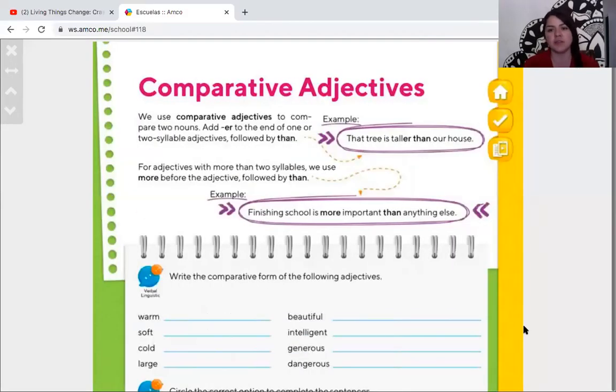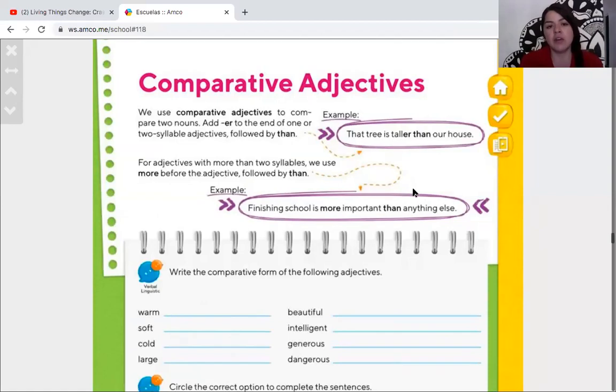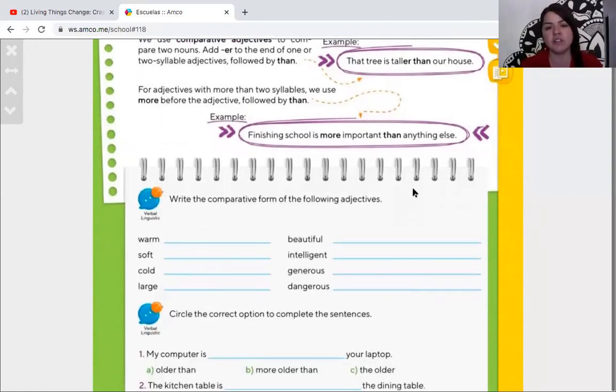Comparative adjectives. We already have here the explanation that I gave you. We have 2 examples. Let me read them to you. Example number 1. That tree is taller than our house. Again, we are using ER and than. The other example is finishing school is more important than anything else. Sorry. More goes before the long adjective, okay? And it is always followed by than.